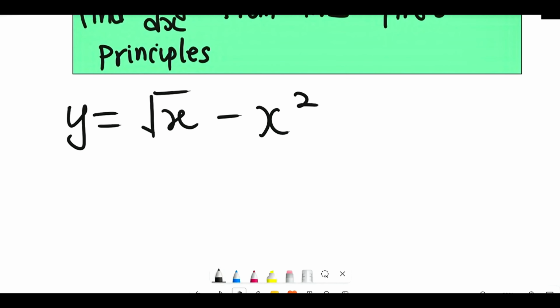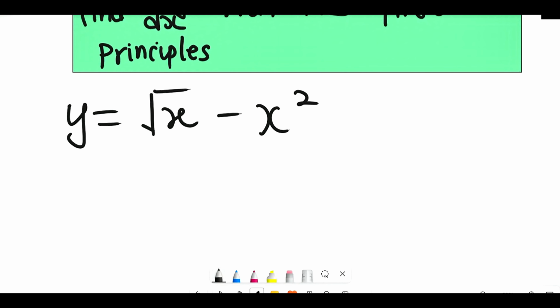Now you could see that the function has a radical part and a quadratic part. So we can split this function into two. So that you take the first part, we find the derivative, you take the second one, find the derivative, then you bring the two derivatives together to get the derivative of the given function. So that's what we'll be doing now.